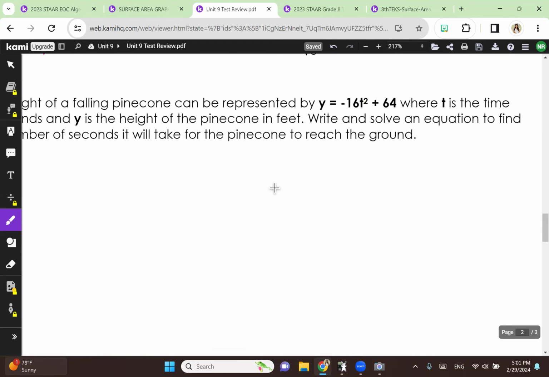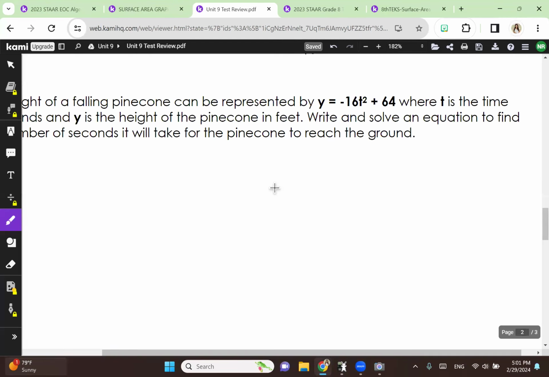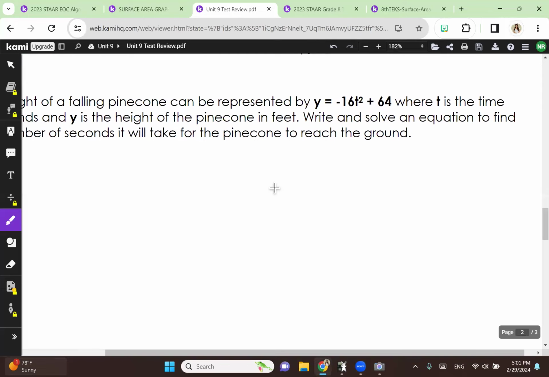Number 8, the height of a falling pine cone can be represented by this equation where t is the time and y is the height. Write and solve an equation to find the number of seconds it will take for the pine cone to reach the ground. Now, this is one where you're going to use this equation and plug in a number. On the test, they might actually give you the number that you're going to plug in, but for this one, we have to use our context clues.